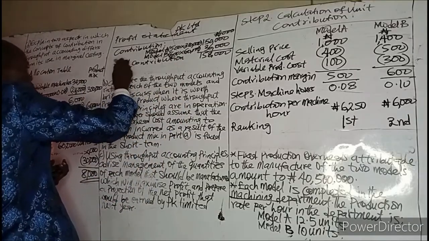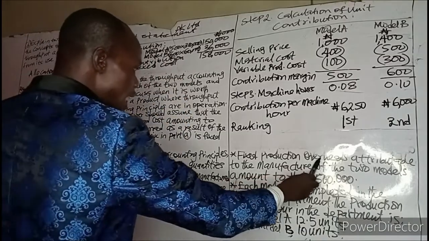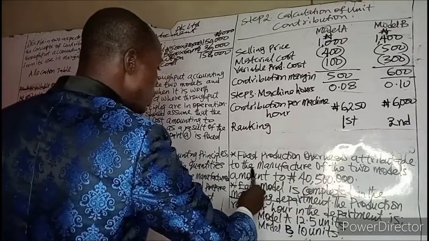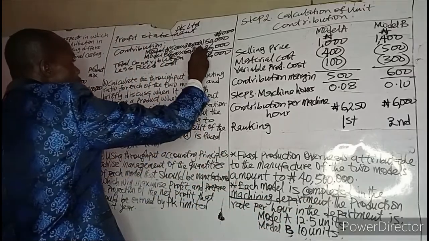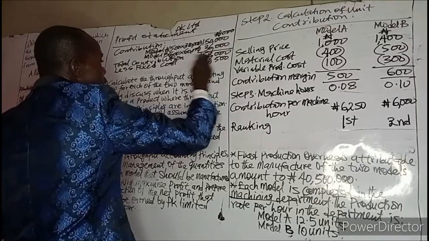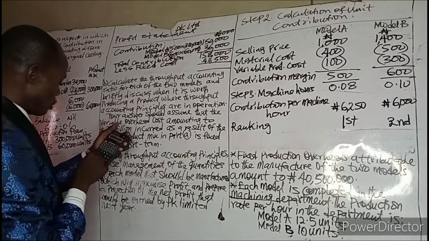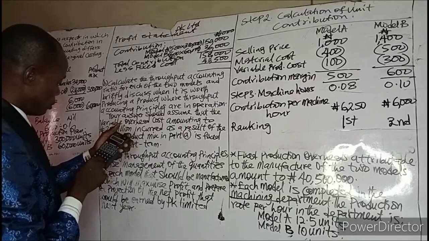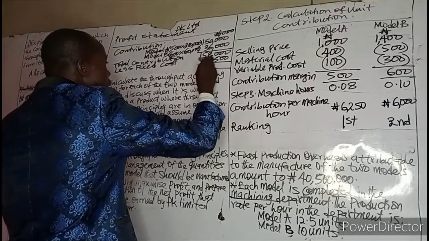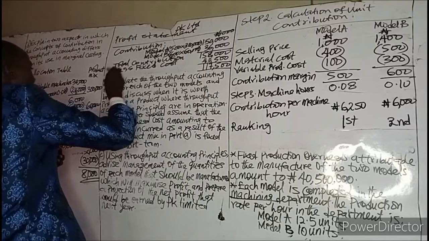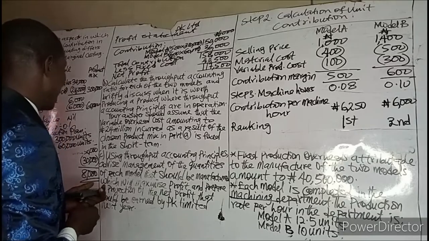Then you now less fixed cost. The fixed cost, you were told fixed production overheads attributable to the manufacture of the two models amounts to 40.5 million. Our fixed cost is 40,500,000. If you deduct the fixed cost, then you'll be left with 117,500,000. That is the net profit. That is the solution to requirement A.